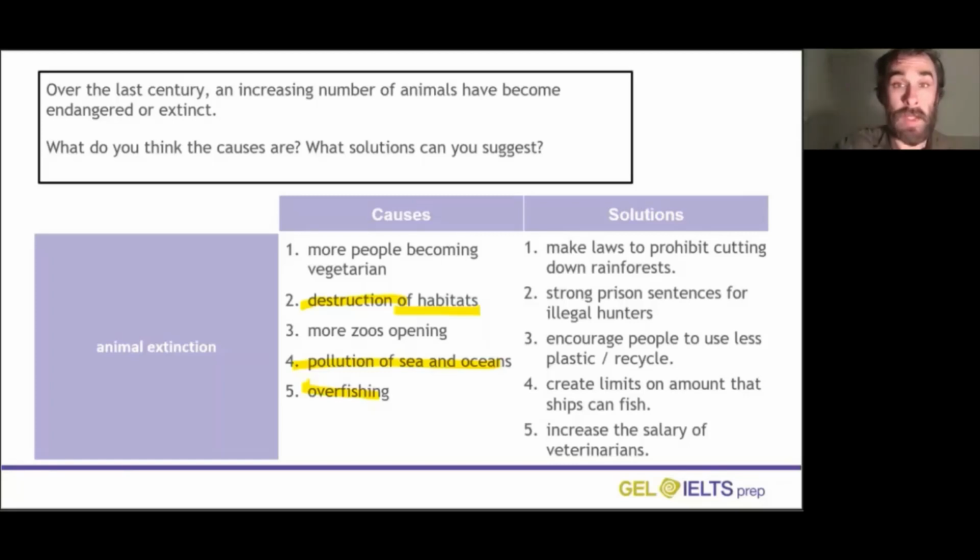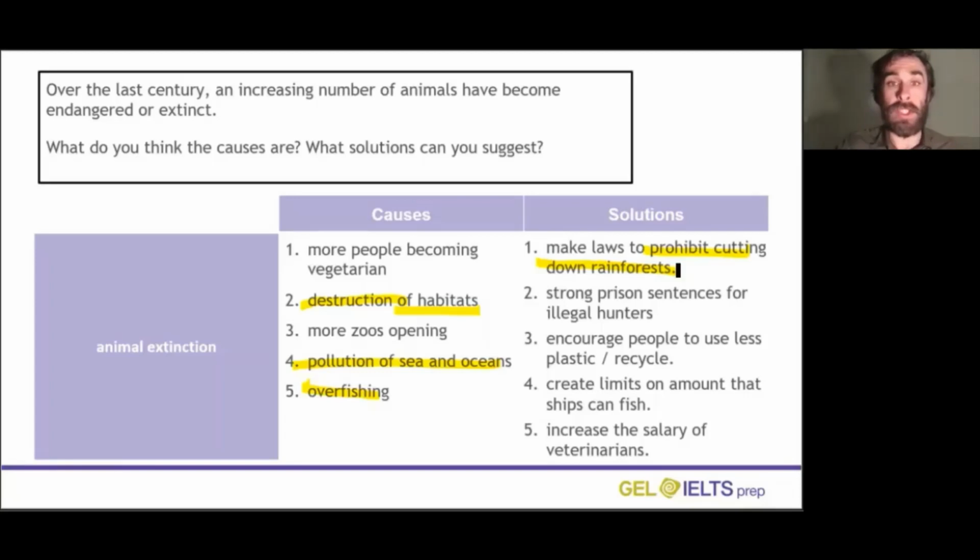So number 1, make laws to prohibit cutting down rainforests. This clearly links to destruction of habitats. One of the biggest causes of destruction of habitats is deforestation, cutting down rainforest trees. So if we introduce laws that prohibit this, this will have an effect on that cause. It will stop that cause. 2, strong prison sentences for illegal hunters. This is a great solution, but it's not related to any of our causes. This cause would be illegal hunting, and we don't mention that in our causes. So number 2 is a good point, but it doesn't link to our causes.